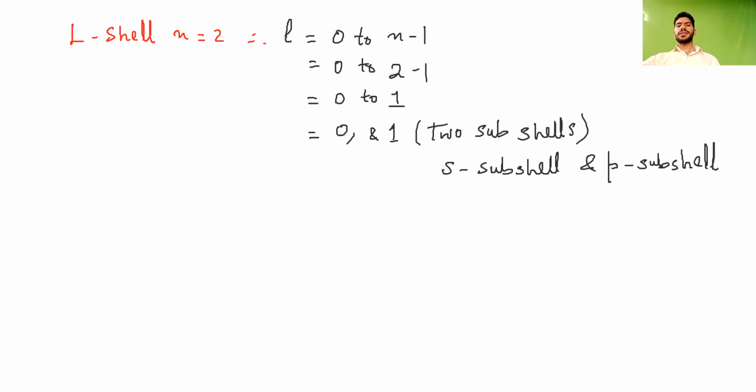And how to represent these? You can represent this S subshell by 2S because the n value is here 2. You can just note down this 2 here and 2 here. Similarly, this P subshell will be represented as 2P. Got it?